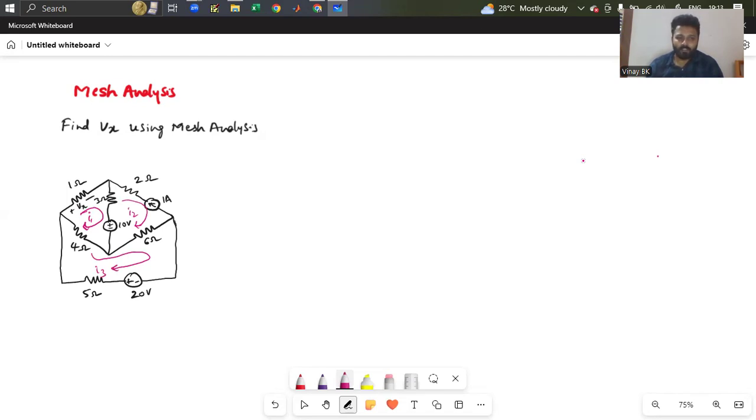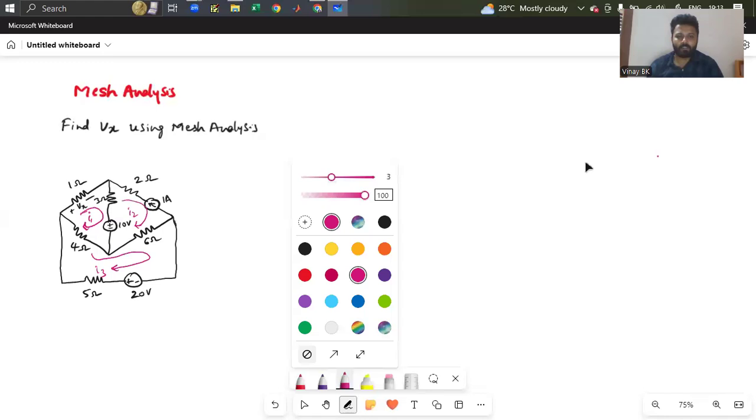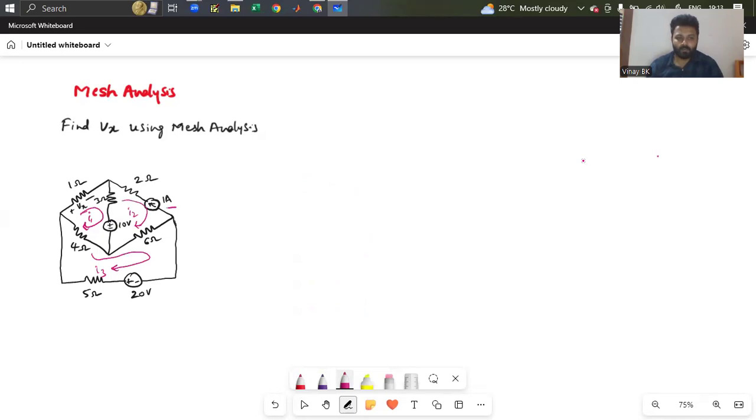So you can observe here I2. The value of I2 is given here, that is 1 ampere which is flowing. But now the loop direction opposes the current direction, so I can rewrite I2 equals -1 amperes. So there is no need to apply any KVL to this particular second loop. So now apply KVL to the loop A, B, C, A.